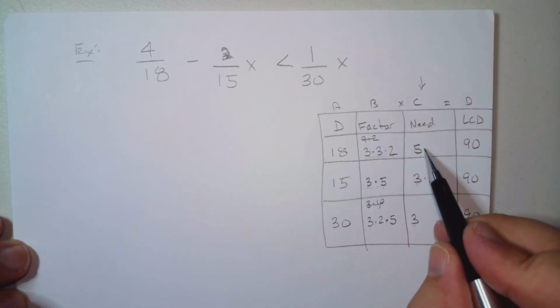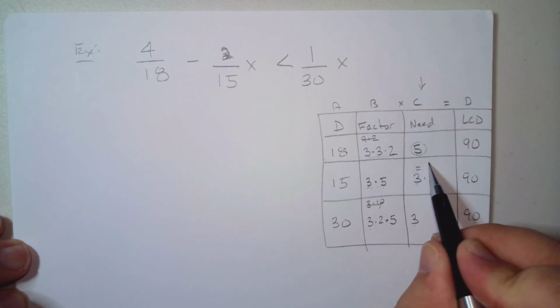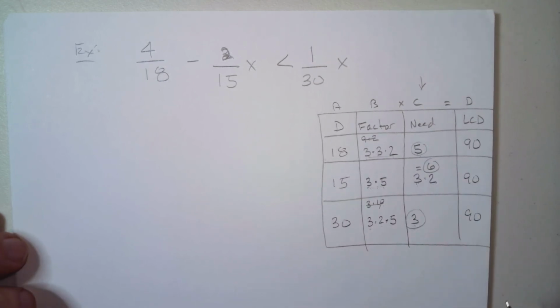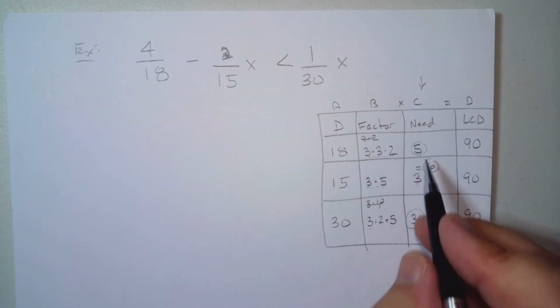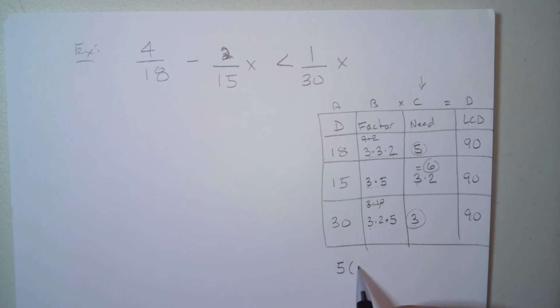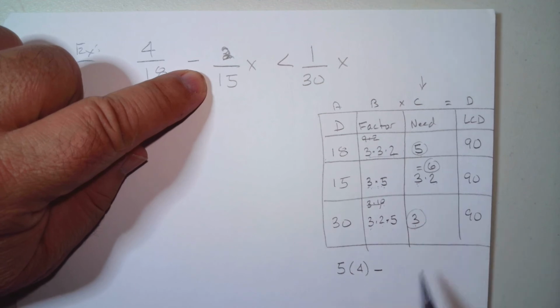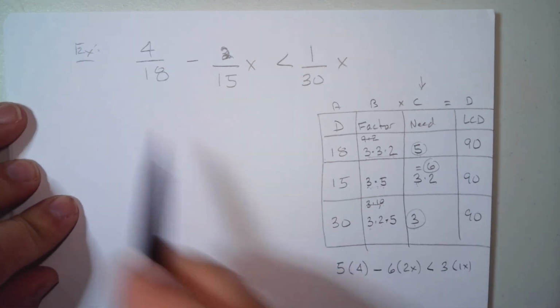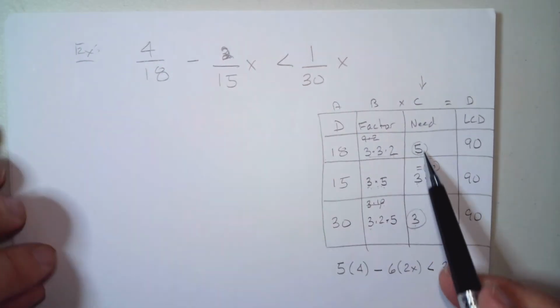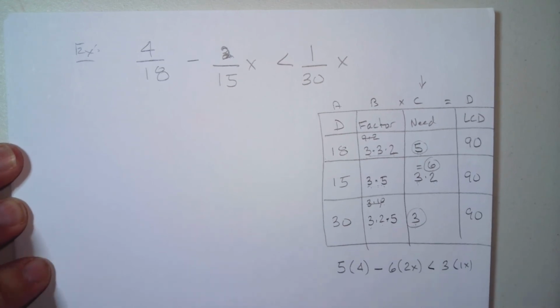The needs column, these numbers will be our new coefficients. I'm predicting that this first equation will have a 5 in front times 4. The second equation is going to have a 6 times 2x. The last one's going to have 3 times 1x. Because once we get rid of, just erase the bottom numbers and put these numbers in front. That's what I'm predicting. So let's look at the old-fashioned way.